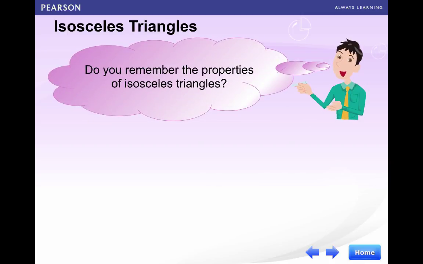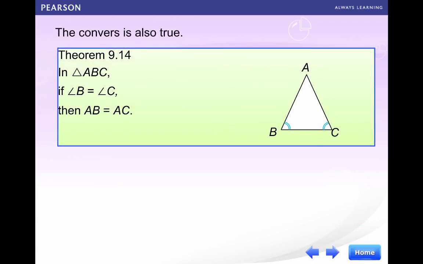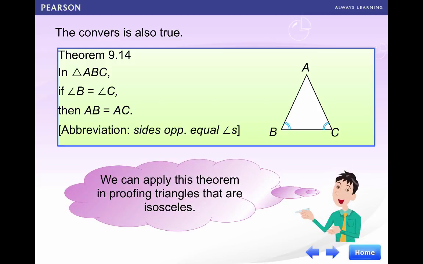How about isosceles triangles? Do you remember the properties of the isosceles triangles? In this triangle, if AB equals AC, if the two lines are equal, then the base angles, angle B and angle C, will be the same. And the reason for this is base angles isosceles triangle. And the other way around, if we know that the base angles are equal, then we can say that AB equals AC. And this reason we call sides opposite equal angles.